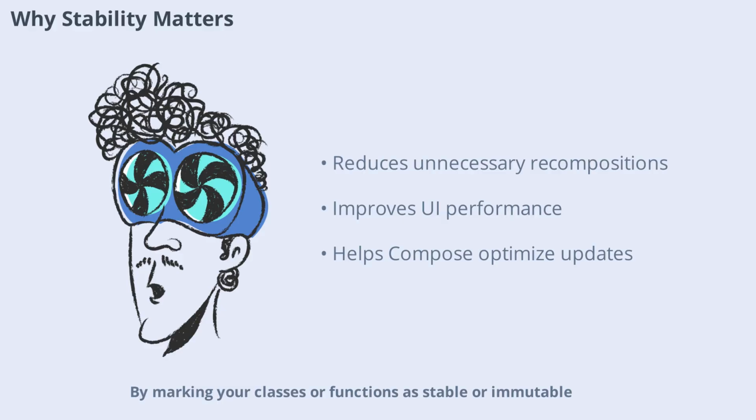By marking your classes or functions as stable or immutable, you help Compose decide when it really needs to update the UI. This leads to smoother performance and less wasted processing. So, understanding and using these annotations is not just about code style. It's about making your app faster and more efficient.